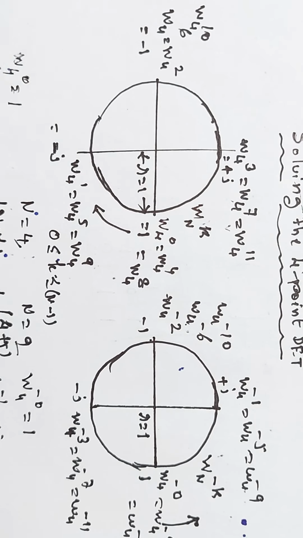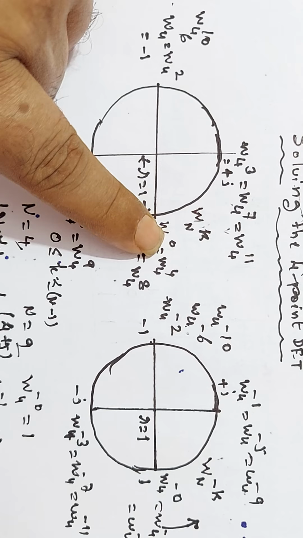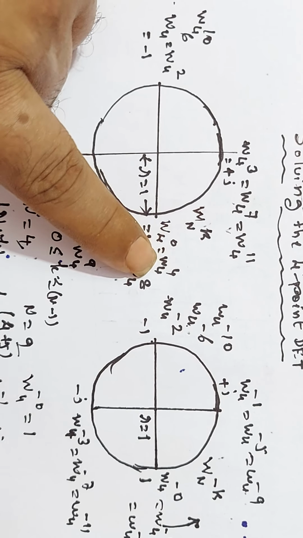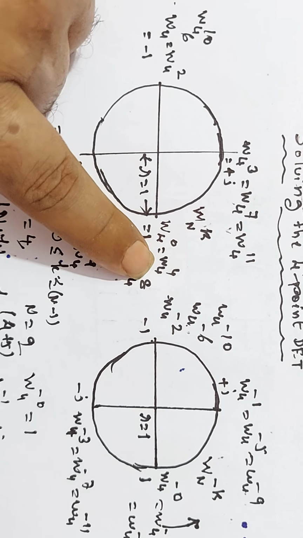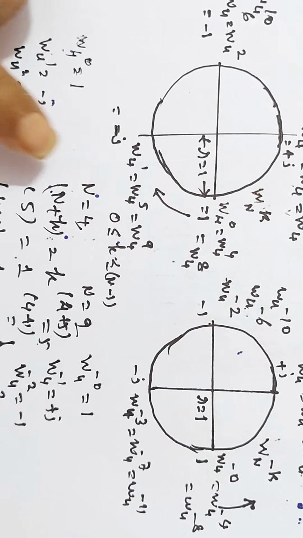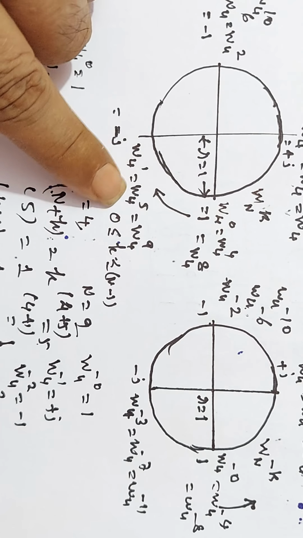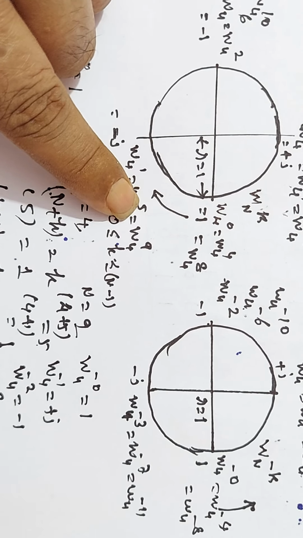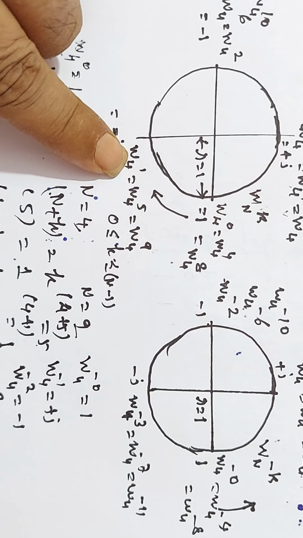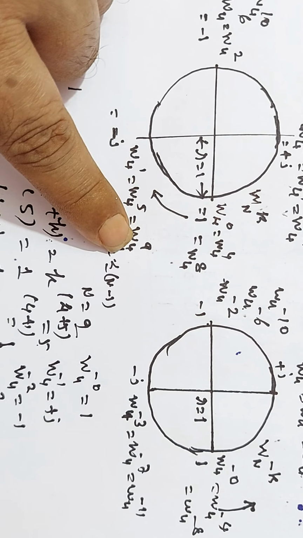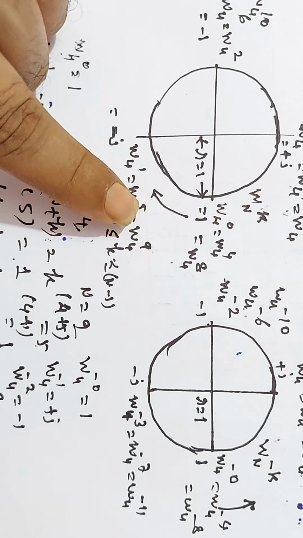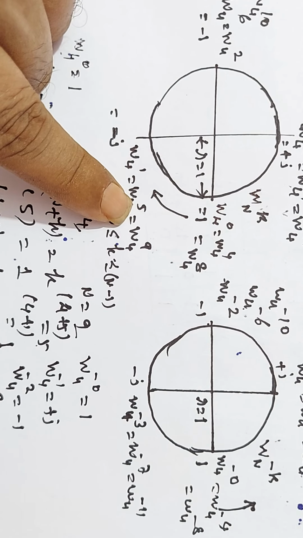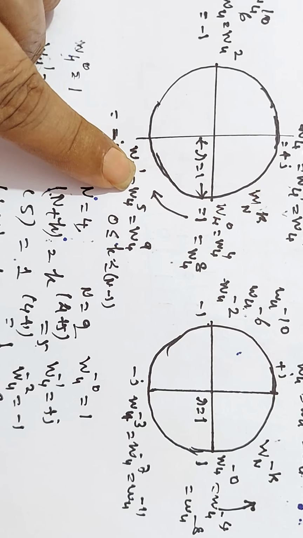See this expression. Since W4 is a periodic function, W4 0 is equal to W4 4, which is also equal to W4 8. How do you get this? Simply 8 minus 4 is 4, 4 minus 4 is 0. Like that. W4 1 is also equal to the fifth sample, W4 5. It is also equal to the ninth sample. How do you get this? Simply 9 minus 4 is 5. 5 minus 4 is 1. Therefore, the ninth sample is also equal to the fifth sample. The fifth sample is also equal to the first sample, since 5 minus 4 is 1.